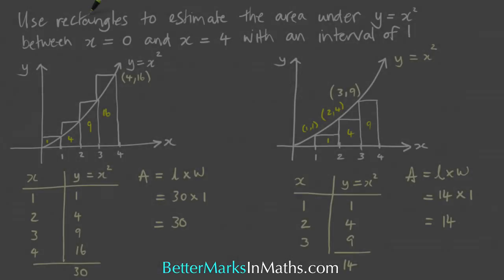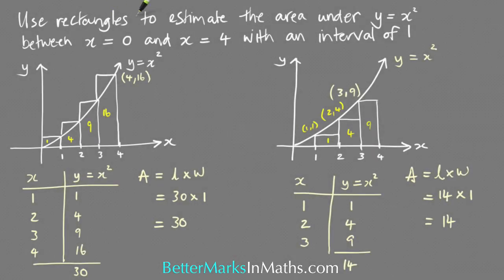So in this question, use rectangles to estimate the area underneath the curve y equals x squared between x equals 0 and x equals 4 with an interval of 1. All the interval of 1 means is that the x values go up by 1. So 0, 1, 2, 3, 4. So basically between 0 and 4. And when you draw the rectangles, they would have a width of 1, which is the interval.